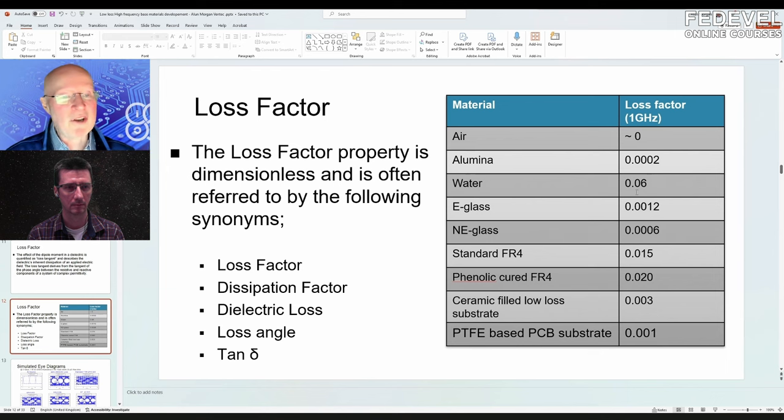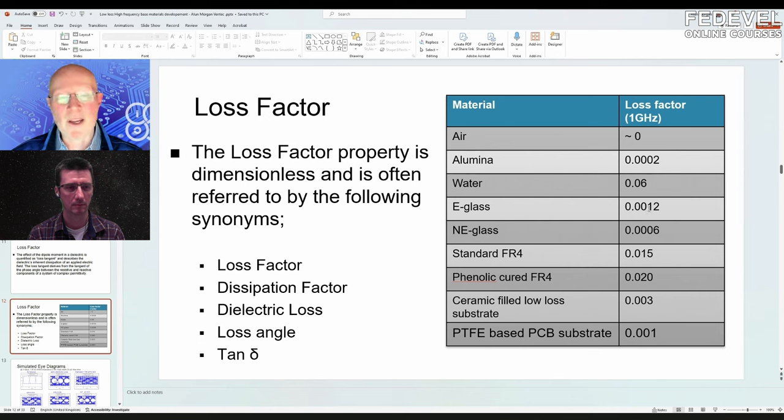I mentioned before that we're using glass as a reinforcement here. E-glass is what we normally use, and I'll explain a bit more in a second, has a pretty low loss factor, 0.0012, so 10 times better than the overall FR4. So the main problem we have is the epoxy resin. That's the main thing causing us the problem.